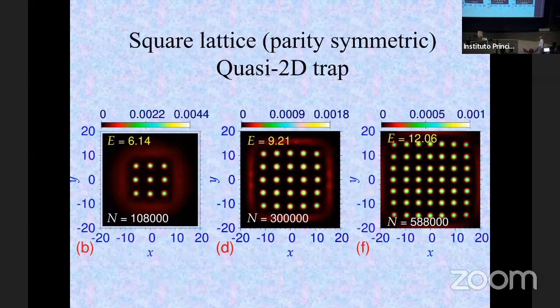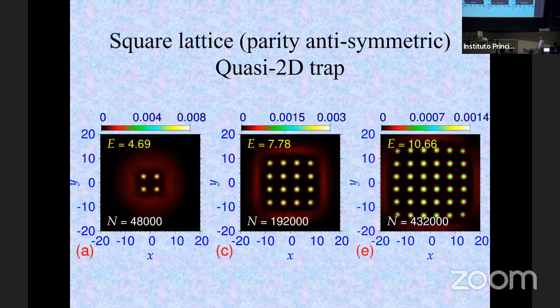So first we show the results of square lattice symmetry. This is the number of atoms, and this is always now the quasi 2D trap, the weakest trap, which is in the X and Y plane. The frequency of trapping is 33 and in the Z direction is 167. So these are the parity symmetric states. You have a maximum in the center. So 3 by 3, 5 by 5, and 7 by 7. And now these are parity antisymmetric states where there's zero at the center, 2 by 2, 4 by 4, and 6 by 6.